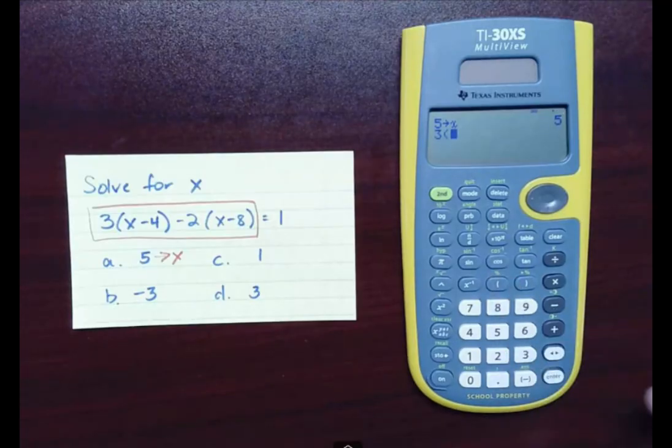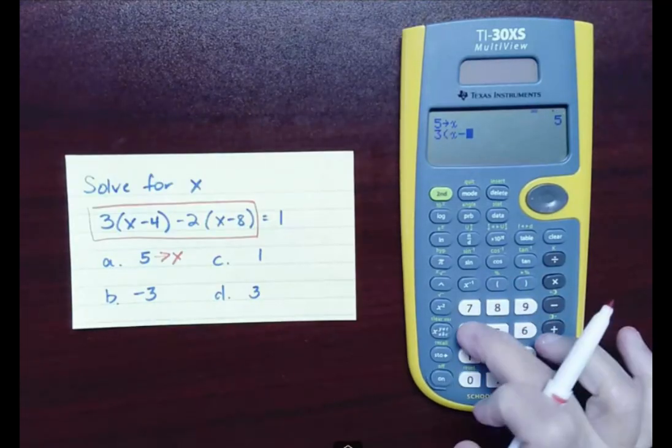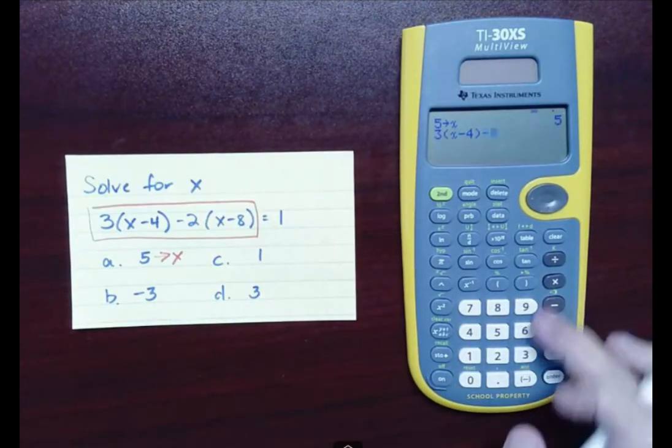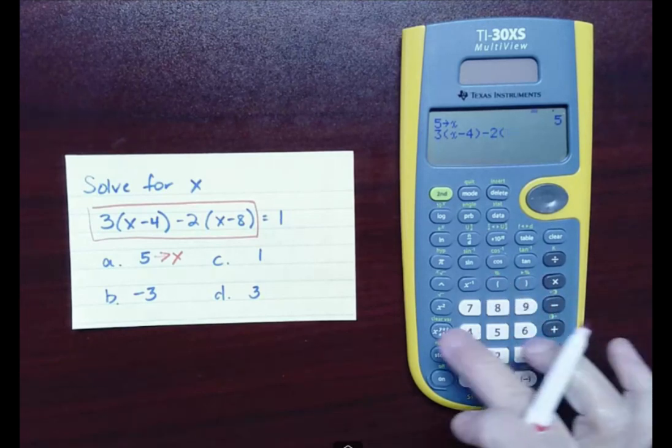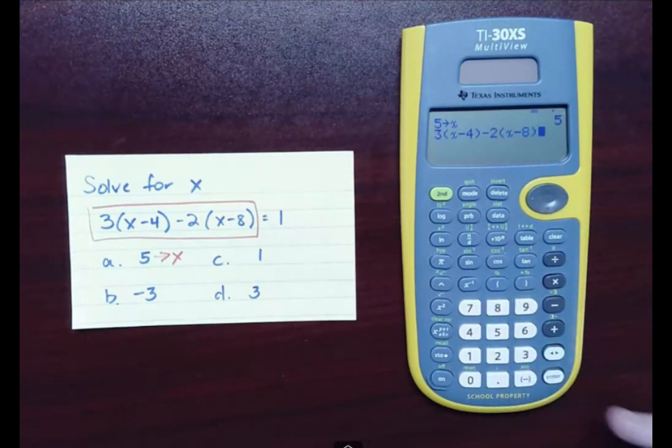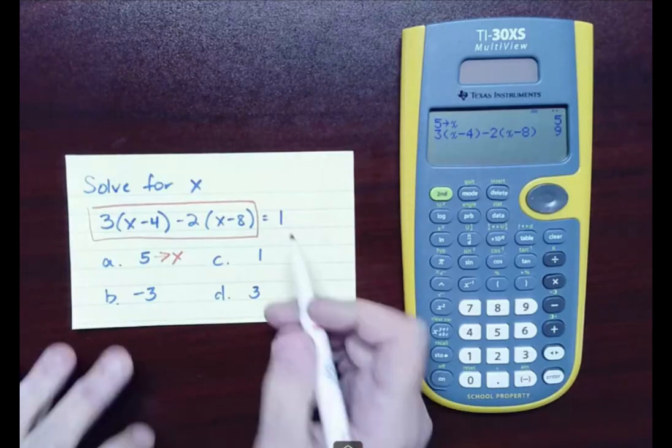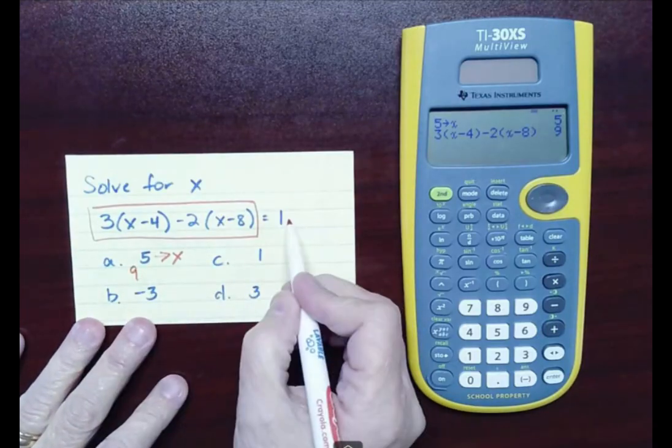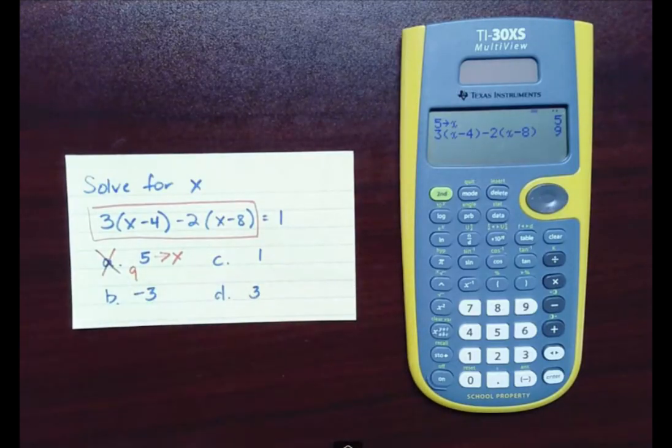3, parentheses, x minus 4, close my parentheses, minus 2, parentheses, x minus 8, close my parentheses. Hit enter. I got 9. I'm looking for 1. A is not the right answer. So we'll go on to answer choice B.